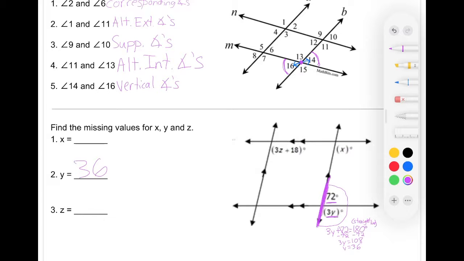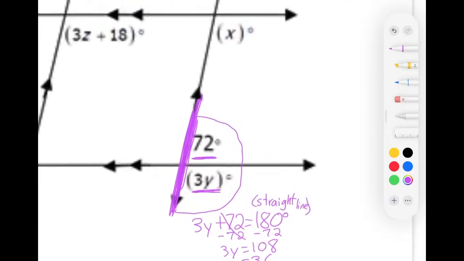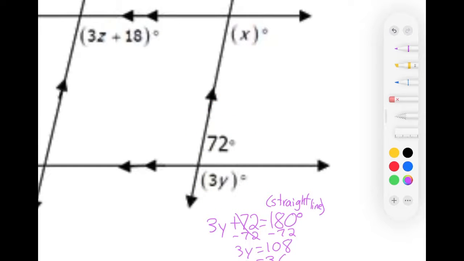Now you can do different options. You either can see that this angle down here, which was 3y, and the angle up here, that is x, are corresponding angles, and they are going to be congruent of each other because they're corresponding angles. Another way you can look at it is that this angle, this x, and these 72 are consecutive interior angles. If you know the definition of consecutive interior angles, you know that these two angles are supplementary of each other. So either way you want to do it.